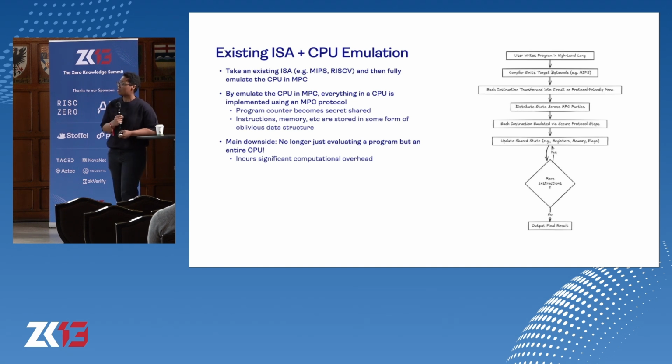So here I'm just showing the flow of what this would look like. Around here, you get the actual program from, say, MIPS. You write your C program, you target the compilation to MIPS bytecode, and then you run the MIPS bytecode within an MPC toolchain. This bit, the distributed state across MPC parties, is where you do the computation, the emulation. And you're doing that with a program counter that's also secret shared. So you're doing the step for every MIPS instruction until the end.